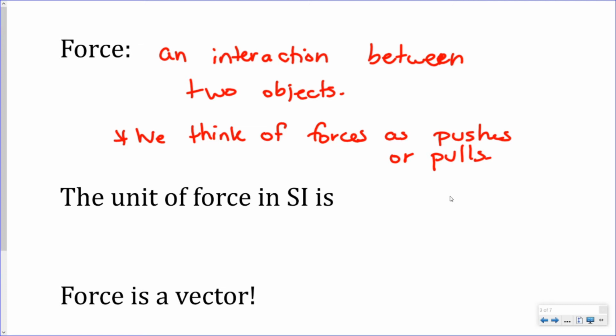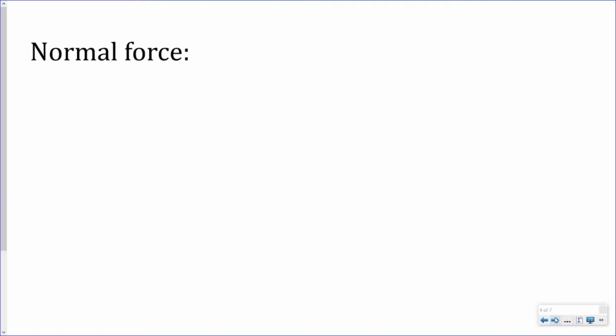When we talk about forces, the unit of force in SI, our Système International, or our metric system, is the Newton. And we measure it using the symbol N. That's a big N. Now, one thing that we need to carry over from before when we were talking about vectors: force is a vector. So force is not only going to have a value, it's also going to have a direction. So that's really important that we keep that in mind.